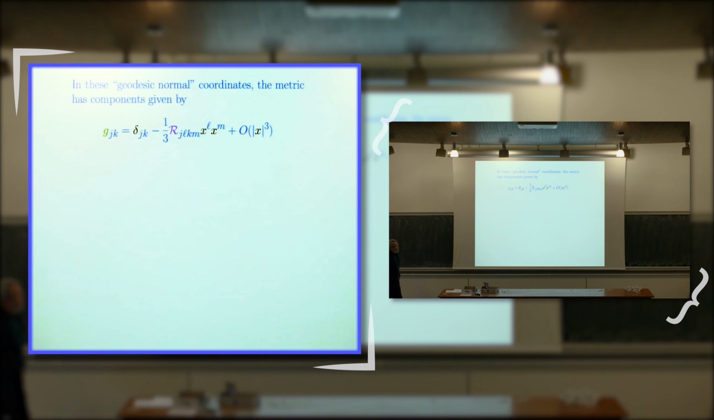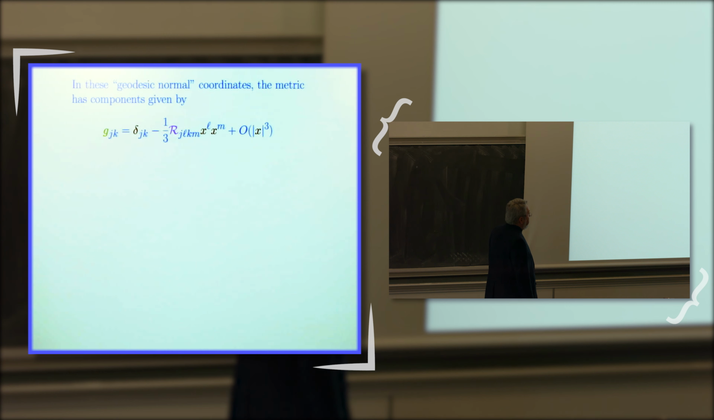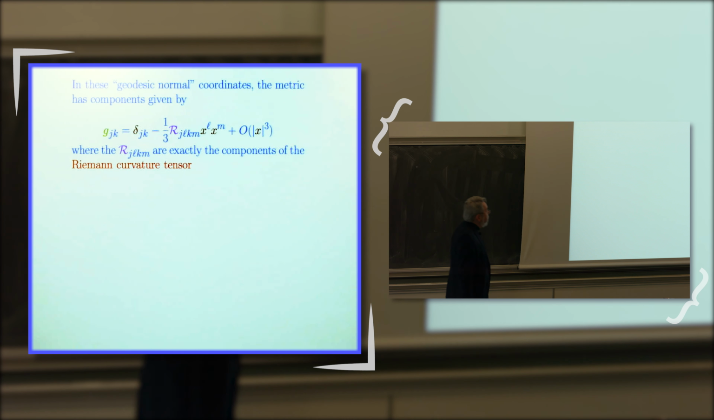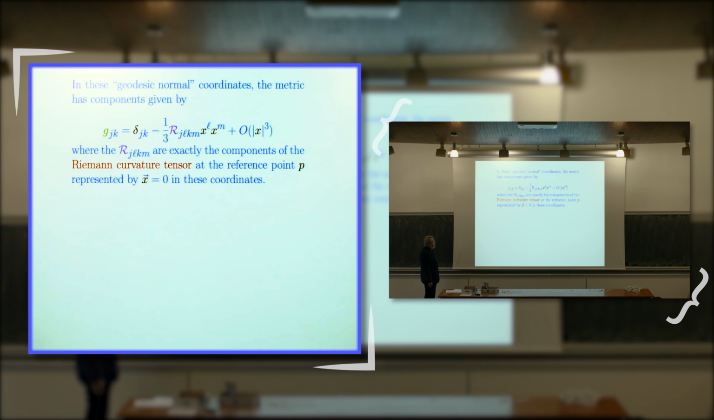In fact, Riemann had a very natural way of thinking about this without really building up any of the modern machinery of tensors. He had a way of understanding the structure of this object. So the components R_jlkm here are called the components of the Riemann curvature tensor at the reference point P, or the base point P that we chose. And that's represented in these coordinates by x equal to 0.